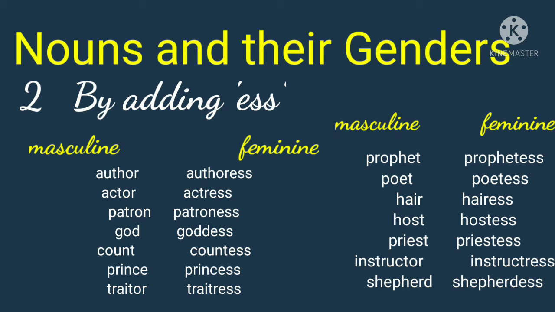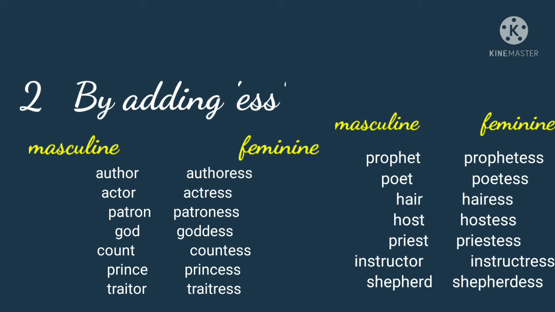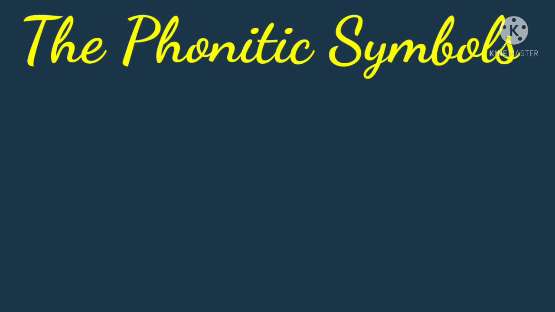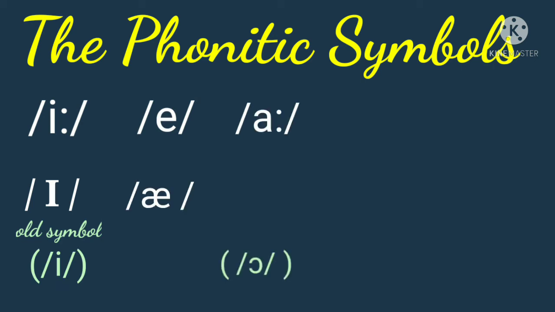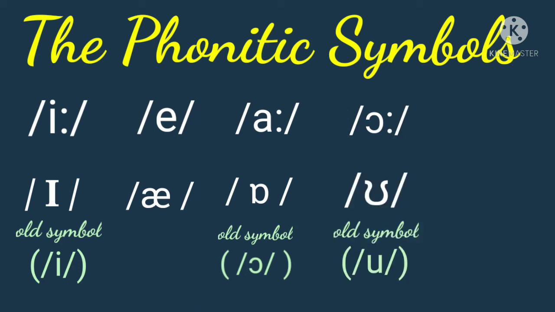Now let me go to the second part, that is the phonetic symbols. We have already studied 10 symbols representing the monophthongs. Which are they? E, I, A, O, U, A.